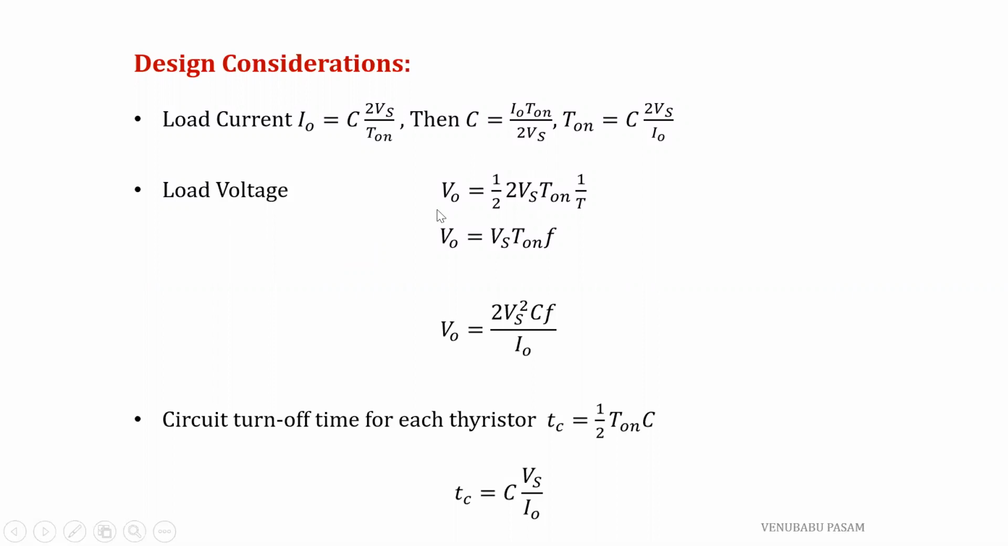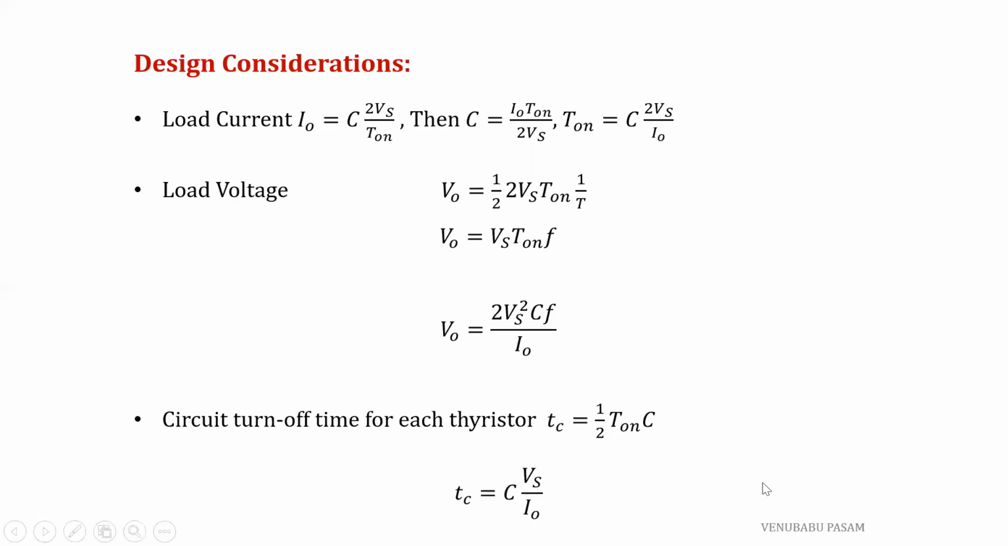Coming to the load voltage V0, we get this from the area of the triangle of the load voltage from the waveform. That is half into 2Vs into T on, into the total periodicity 1 by T. Then V0 equal to 2Vs squared C into frequency by I0. The circuit turn-off time for each thyristor Tc equal to half into T on, into capacitance. Tc equal to C into Vs by I0.